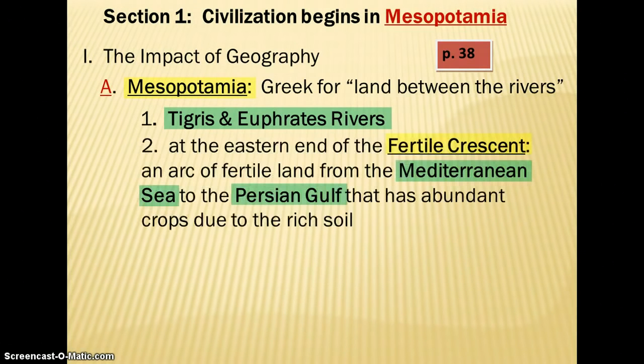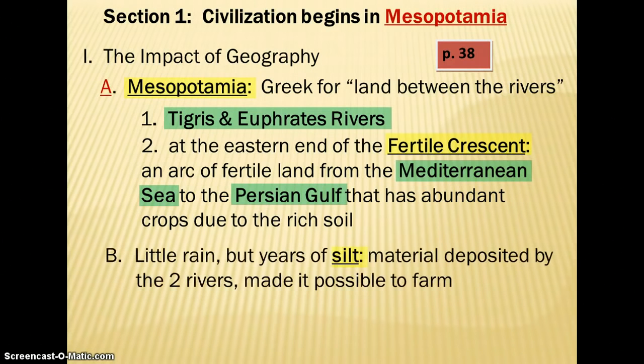The Tigris is on top, the Euphrates is on the bottom, and when you look at that map, the green shaded area oozes out of the borders, not just in between the rivers, but outside it as well, and that is called the Fertile Crescent. That's the fertile land area where the Mesopotamians lived, from the Mediterranean Sea to the Persian Gulf.